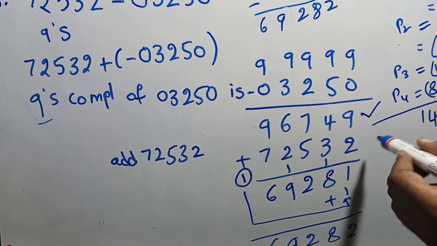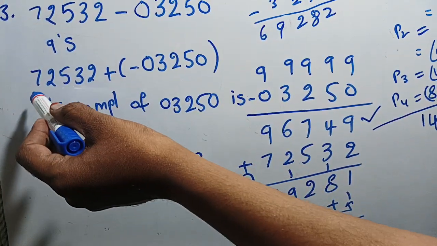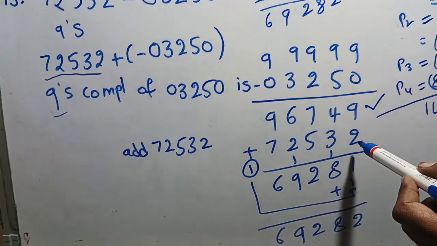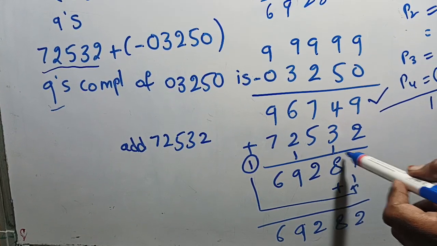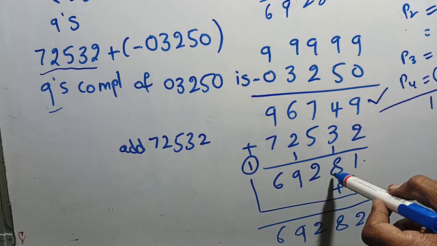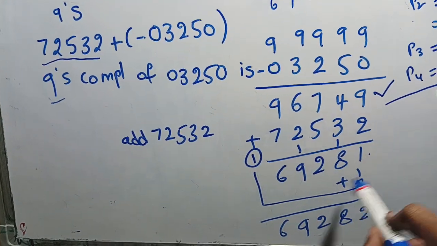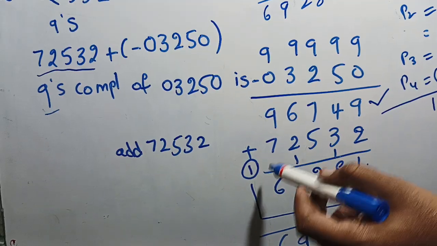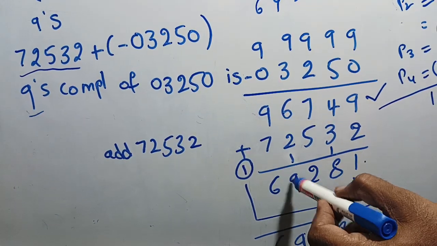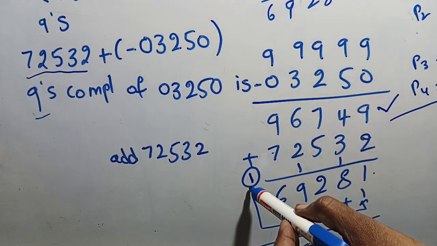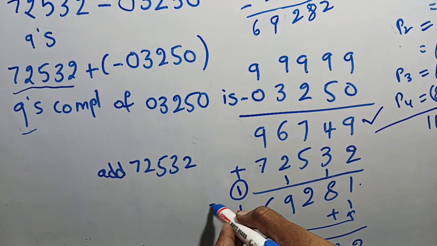This is the 9's complement. Add this to the given 72532. 9 plus 2, 11. Write 1 and carry 1. And 7, 8, 12. I am performing the addition operation. Answer is 6. Here we are getting a carry. 6 plus 2, 8, 8 plus 1, 9. 9 plus 7, 16. One carry is there. This carry should be added. This is called the end around carry.